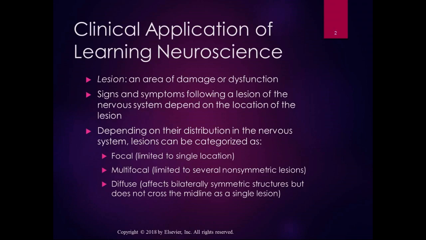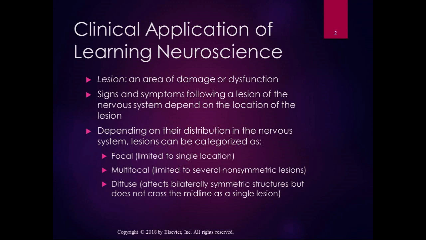The clinical application of learning neuroscience. That's what we're all about, right? Just in the way of defining things, we define a neurological lesion as an area of damage or dysfunction. The signs and symptoms following a lesion of the nervous system depend on the location of the lesion. That totally makes sense, right? If someone has a stroke that affects one area of the brain, their signs and symptoms are going to be different from someone who had a stroke that affects another area. So the location of the lesion is going to influence what signs and symptoms are displayed.